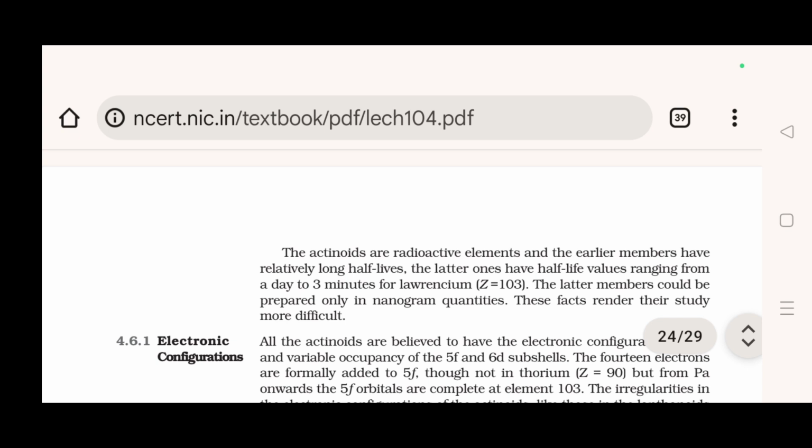The actinides are radioactive elements and the earlier members have relatively long half-lives. The latest ones have half-life values ranging from a day to 3 minutes. For lawrencium, Z equals 103, the latest member could be prepared only in nanogram quantities. These facts render their study more difficult.